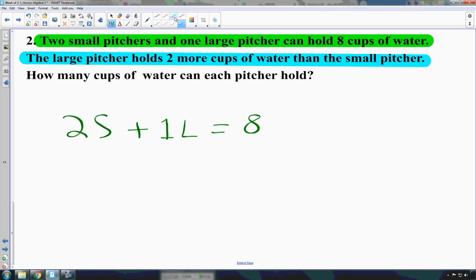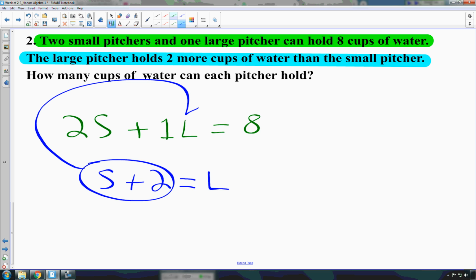So you've got to take the small and then do what? The small pitcher and then add 2 to it, right? So what I'll do is I'll just say the small pitcher, and then we add 2 cups of water. That's going to be the amount that the large pitcher holds. Agree? So we're going to take this and substitute it in there. So when we do that, I'm going to go a little bit faster here. That's going to be 2s plus 2 equals 8. So 2s plus 1s, because it's just s, right, plus 2 equals 8.